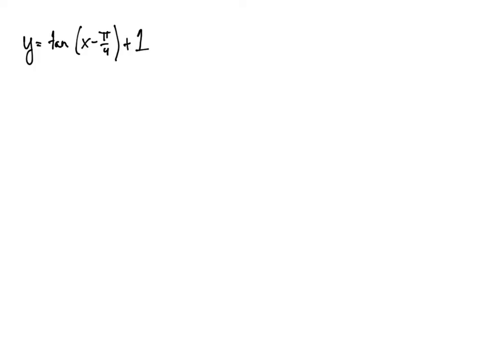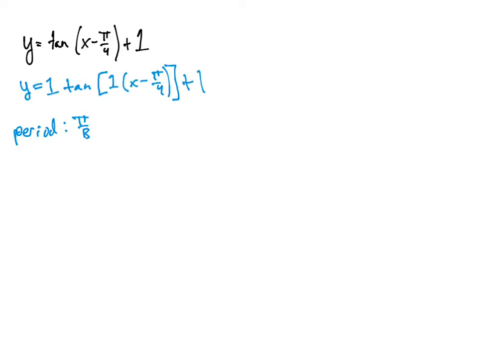Now the first thing is to write this into standard form. So there's not a lot to do, but I'm just going to be explicit about it. So a value is 1, tangent. The b value is also 1 here. So that will be the equation in standard form. The period will be pi over b, and the b value is 1 right here. So this will just be pi over 1, which is pi. So there's the period length.